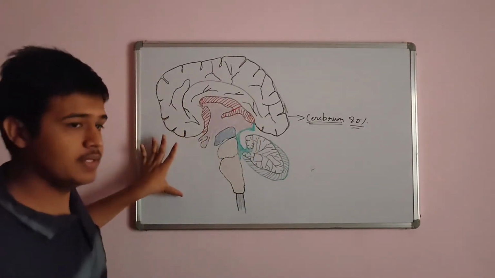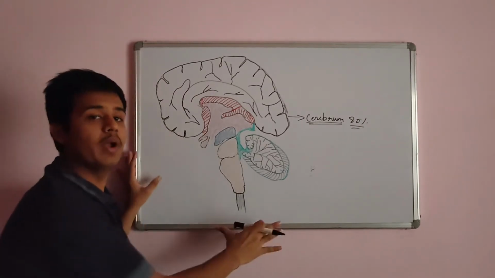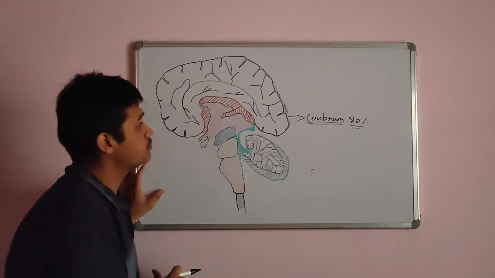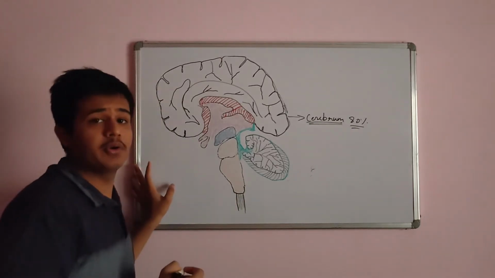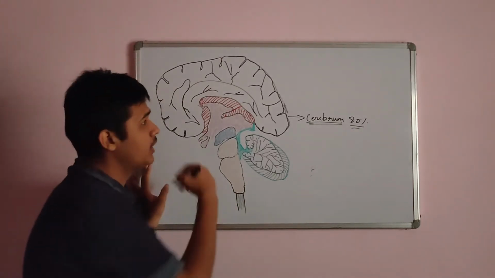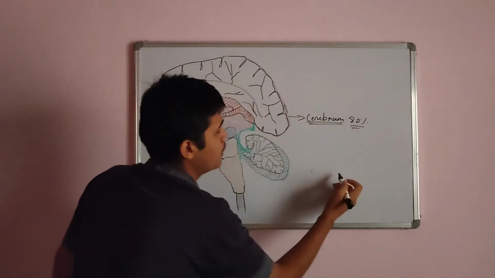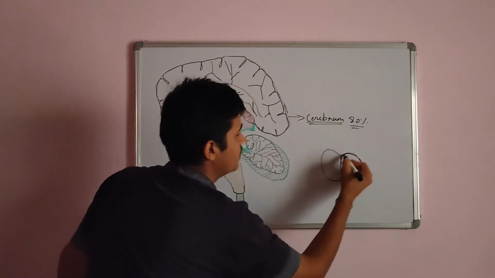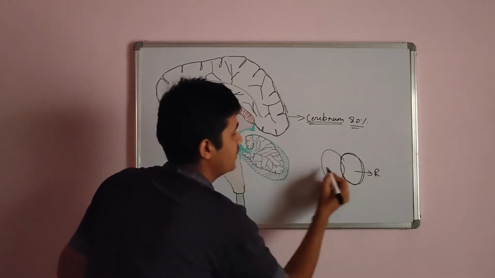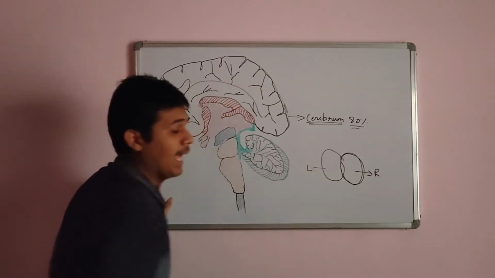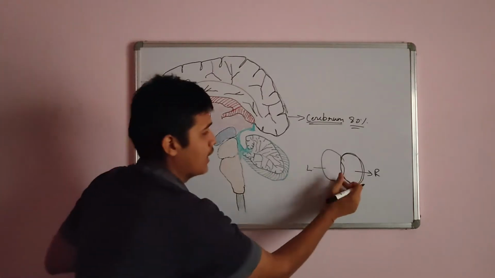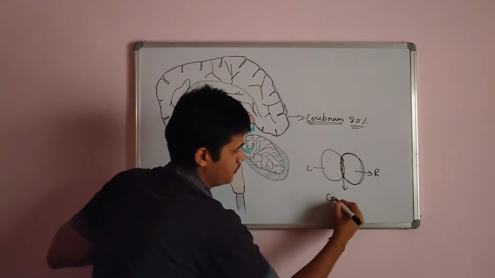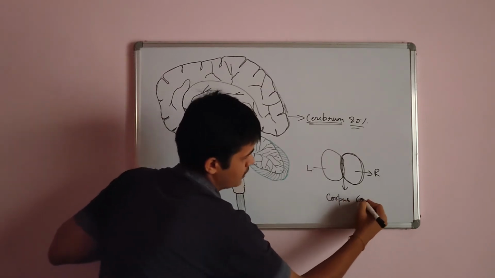Now this diagram shows the brain in one particular direction. When we see it from the top view, it is going to be different. We see that this cerebrum is divided into two parts, two hemispheres, that is right hemisphere and left hemisphere. And these two hemispheres are connected by a connection called corpus callosum.